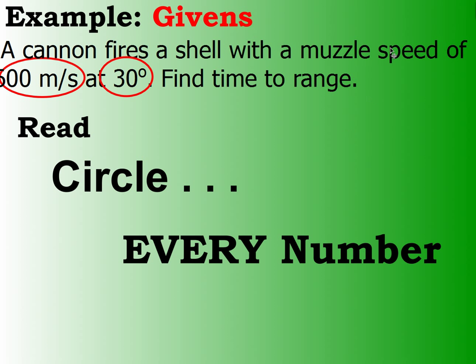This is a problem we're going to work through using GUESS, and it is a very challenging problem for the A1 students. You may choose to not do projectiles at an angle with them, but let's step through it. A cannon fires a shell with a muzzle speed of 600 meters per second at 30 degrees. Find the time to the range. We read it aloud, and I do actually point at each word as we read it the first time. I circle the numbers in the problem, and then I write everything down.